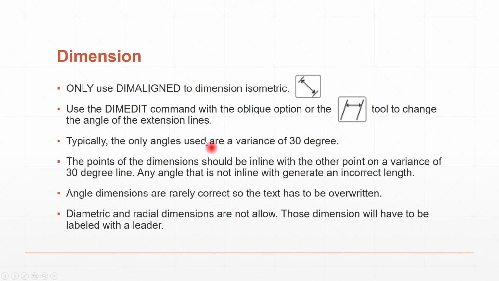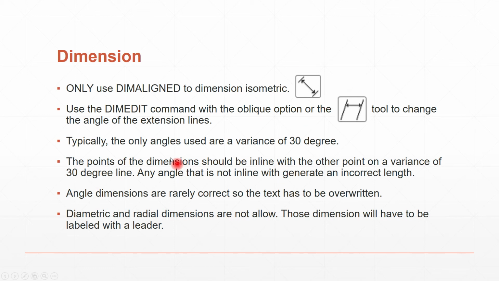When we talk about obliquing, try to keep the angles in some kind of variance of 30 degrees. So for example, don't try to do anything at 45 degrees because an isometric is made at 30, 60, 90 degrees or some variance of that. So we're going to keep all of our angles at that 30 degrees.